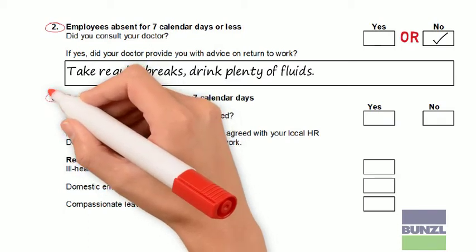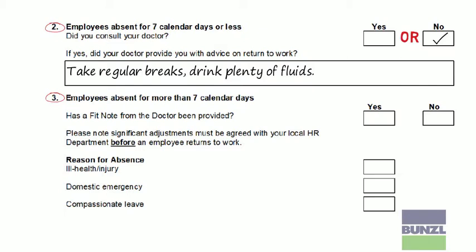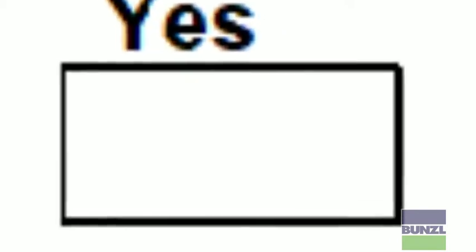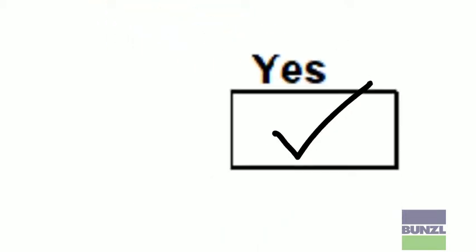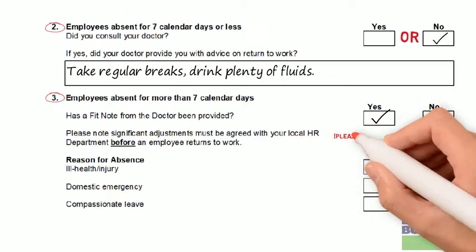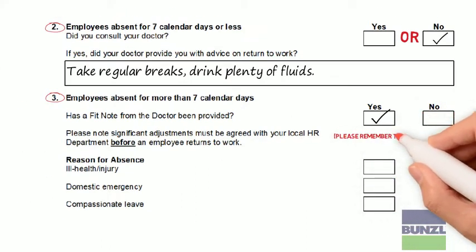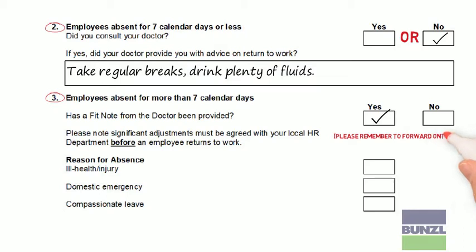Section 3. Employees absent for more than 7 calendar days. Has a fit note from the doctor been provided? Any employees absent from work for more than 7 calendar days are required to provide a fit note from the doctor, so ideally the answer should always be yes here. This should be forwarded onto a member of the HR team alongside this document once complete.